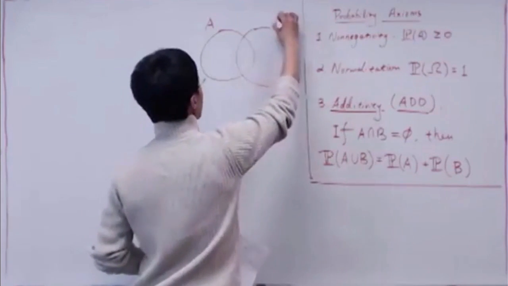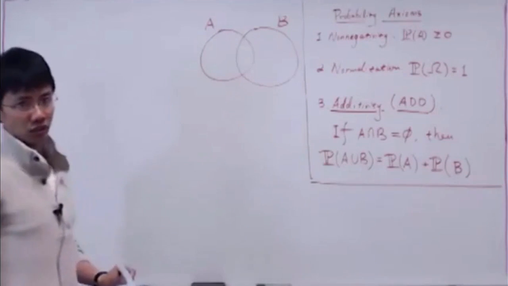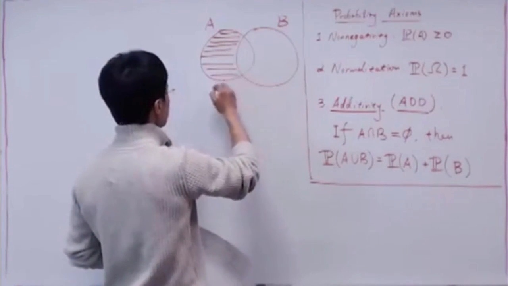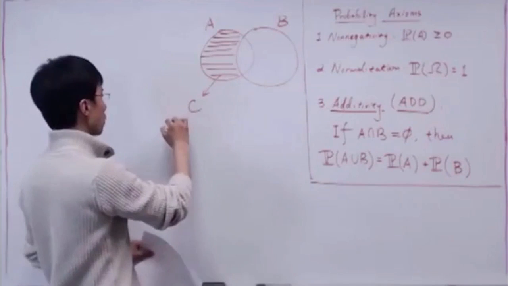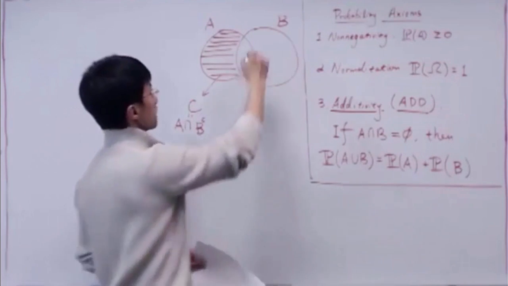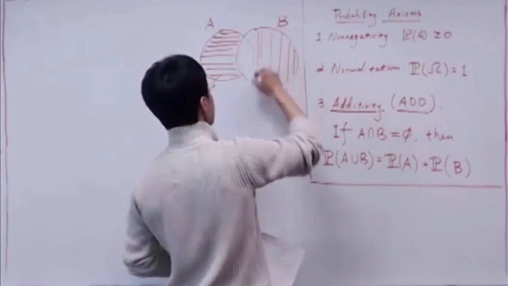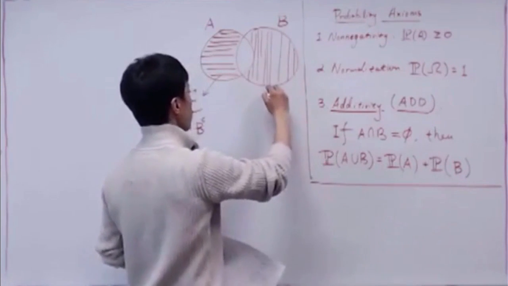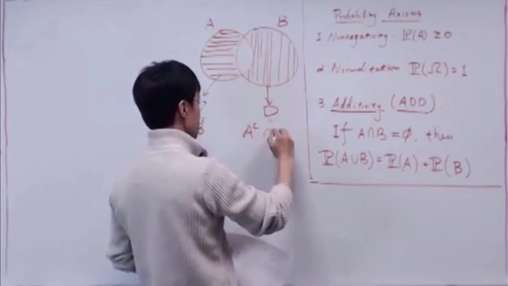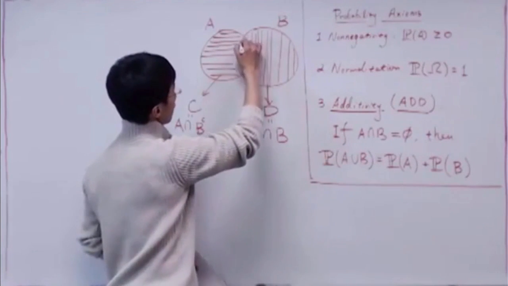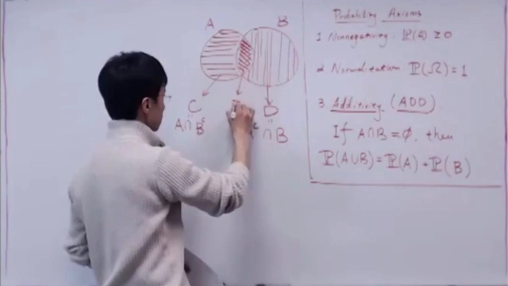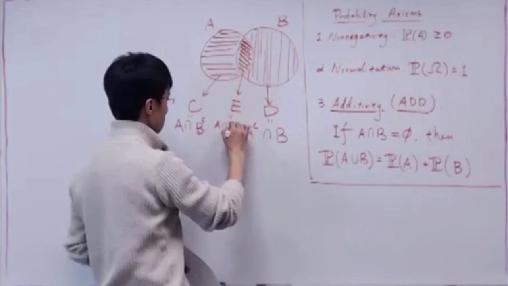So we start with two events, A and B, and there might be some intersection between the two events. We'll label the set of points or samples in A that are not in B as the set C. So C will be A intersection B complement. Similarly, for all points that are in B but not in A, we'll call it D, and D will be the set A complement intersection B. And finally, for points that are in the intersection of A and B, we'll call it E. So E is A intersection B.